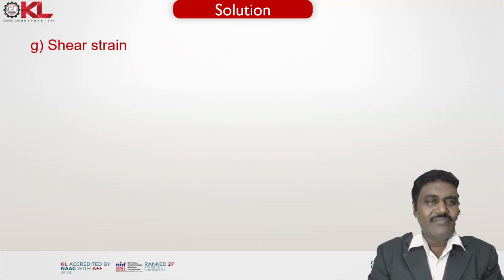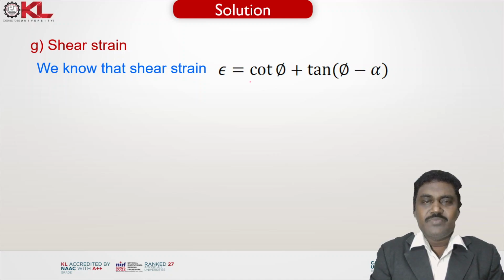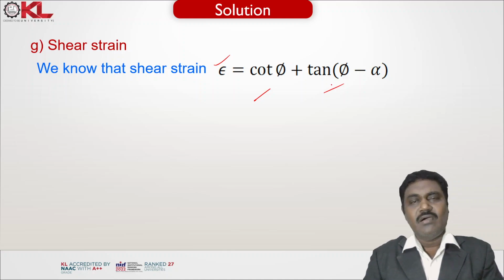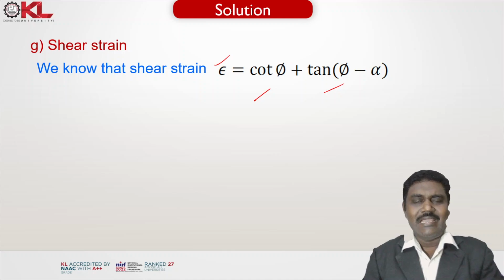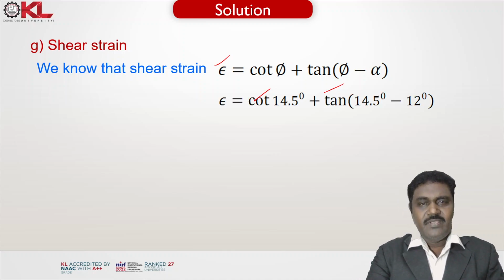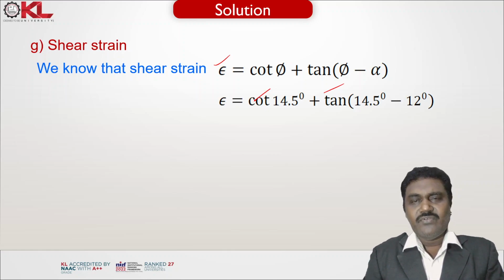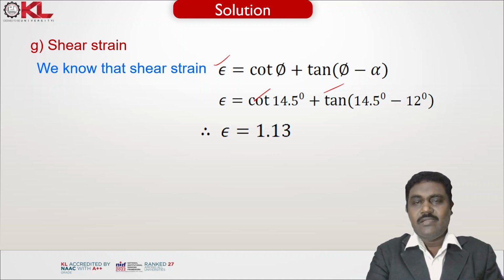So next what we are going to find out, shear strain. So what is the formula to determine the shear strain? We know that the shear strain, epsilon is equal to cot phi plus tan phi minus alpha. So phi is the shear plane angle, alpha is the rake angle. So both are known. You can substitute and obtain the shear strain. So epsilon is equal to cot 14.5 degrees plus tan 14.5 minus 12. Then you can obtain the value 1.13. That is the shear strain.